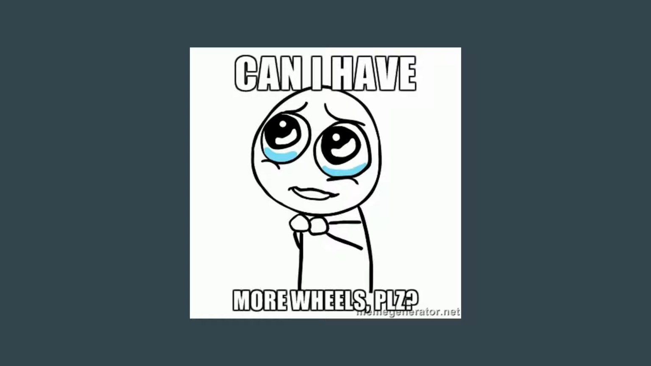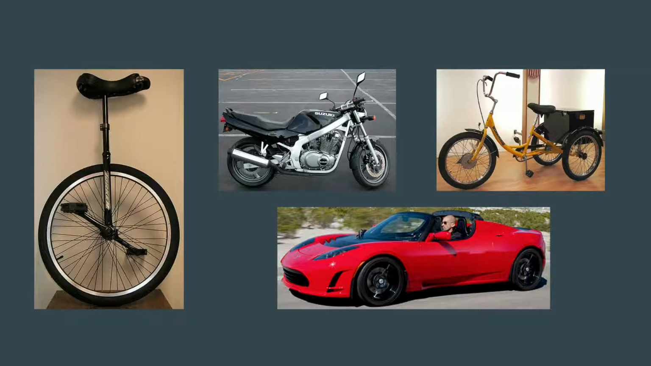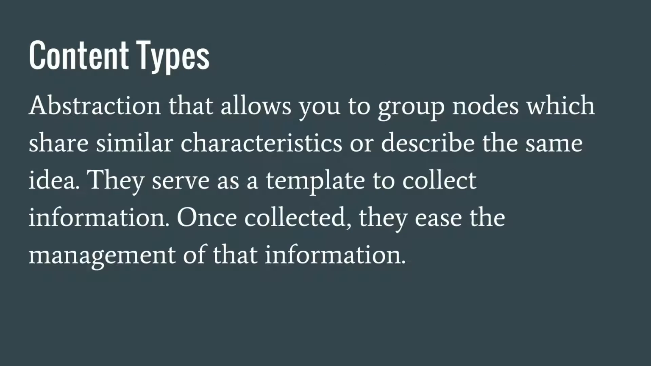Well, I said the example about the car, but can I have more wheels? Yes. I can describe, in addition to the car, motorcycles, bicycles, and tricycles, and so on. So the next concept on top of nodes is content types. A content type is an abstraction that allows you to group nodes which share similar characteristics or describe the same idea.